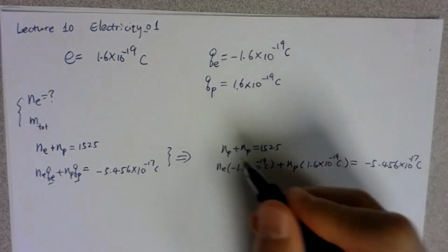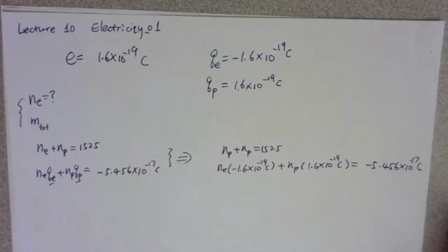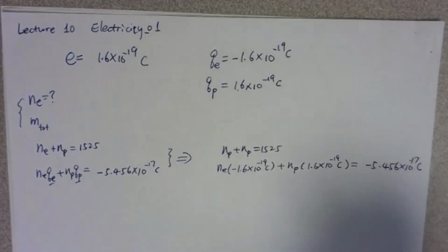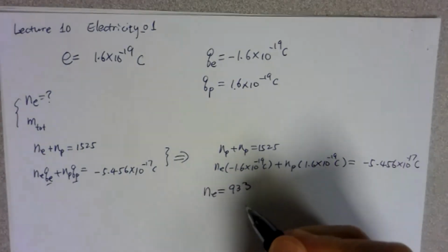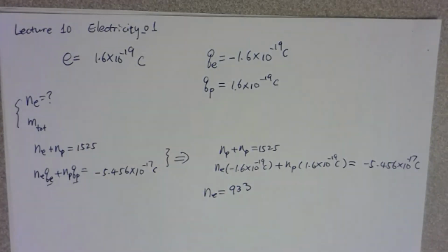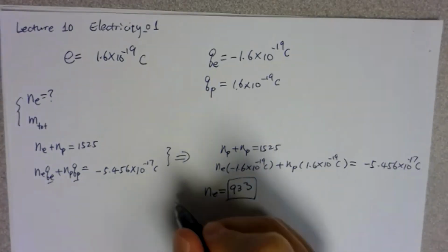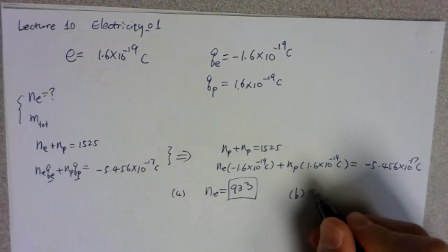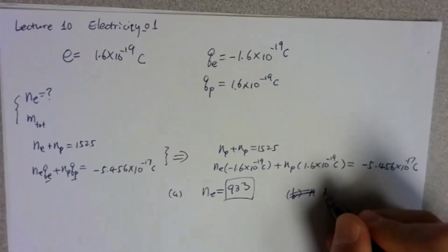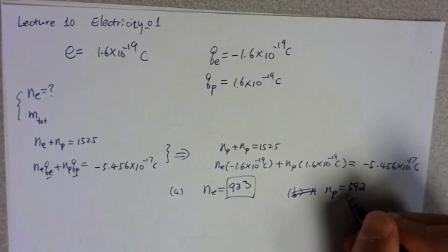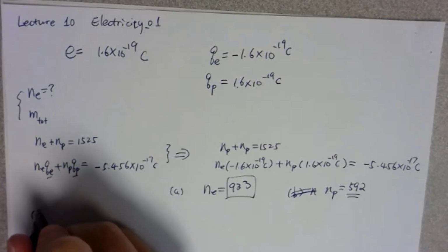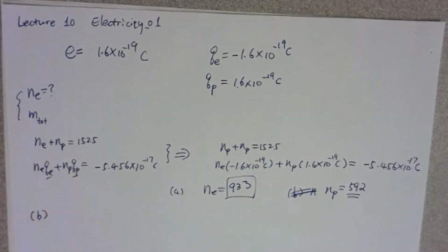So two equations, two unknowns. You can figure this out, it shouldn't be too hard. At the end, N_E is going to be 933, and you can also calculate N_P. So this is for part A. For part B, you need the number of protons, which is 592. Then you are looking for the total mass of the system.